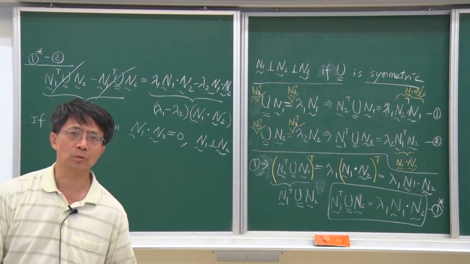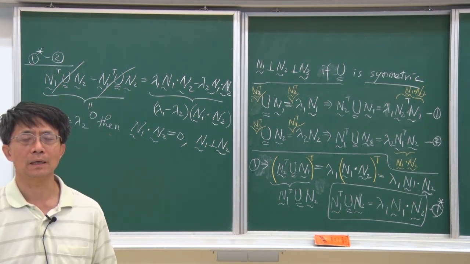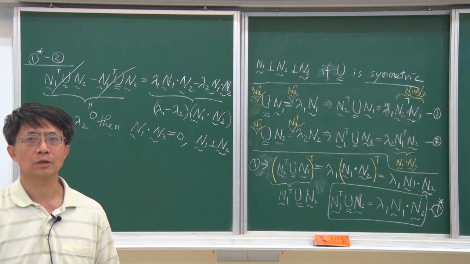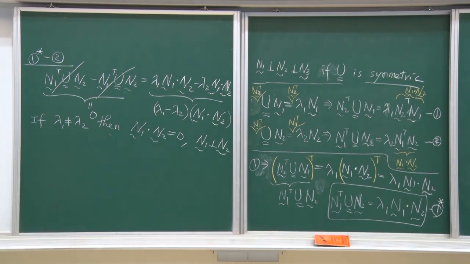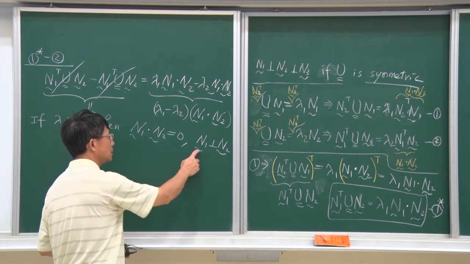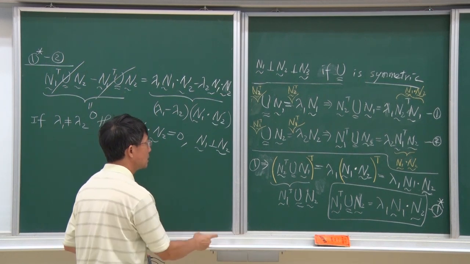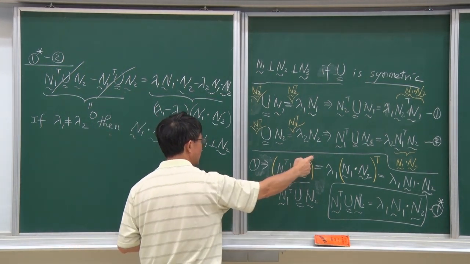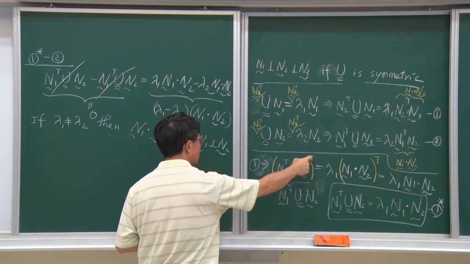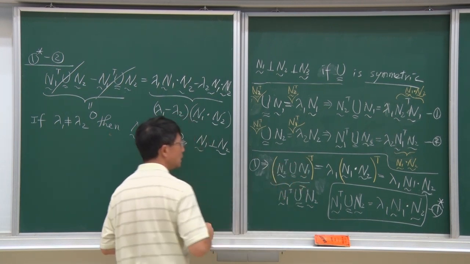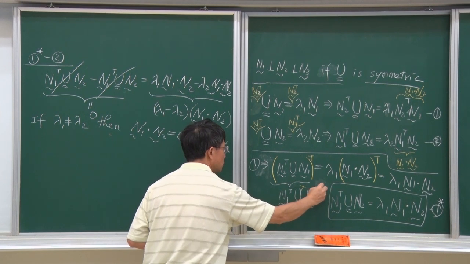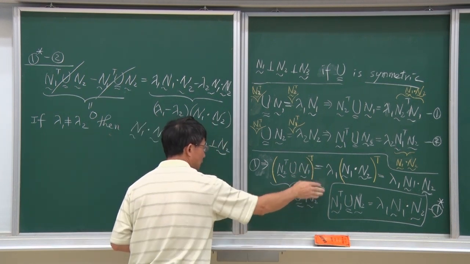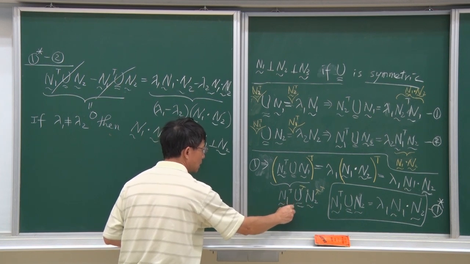Okay, because the inner product of two vectors equals zero means that these two vectors are perpendicular to each other. Okay, they're orthogonal to each other. Okay, then this completes our proof. So we can prove that N1, wait a minute, I find a mistake here. I perform the transpose here. We should have a transpose here. Okay, yeah, transpose. But transpose doesn't matter. It cancels out.